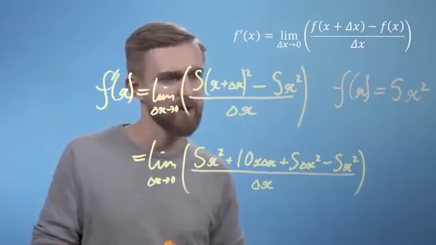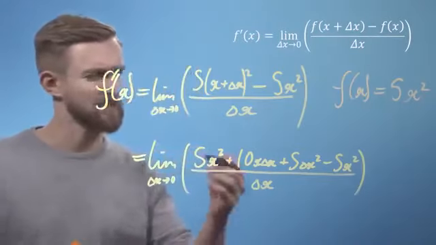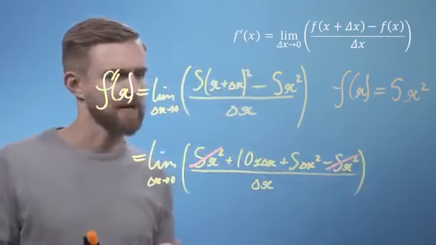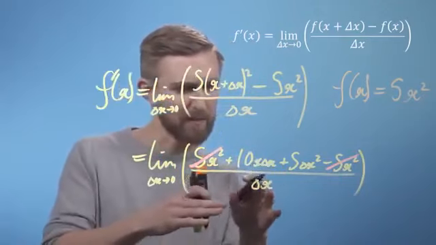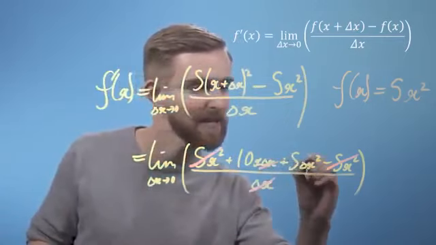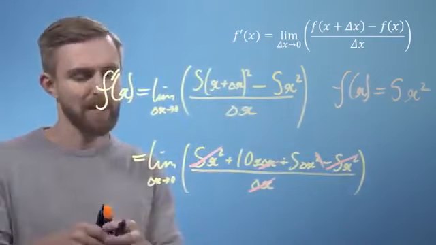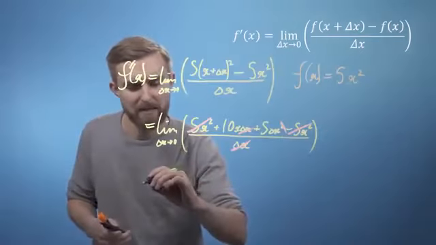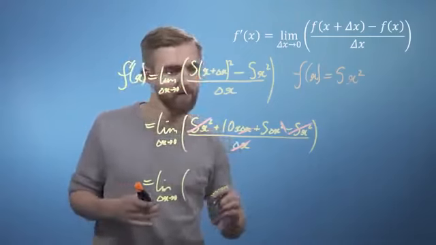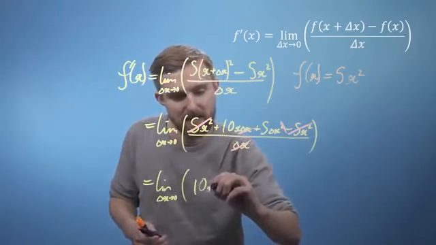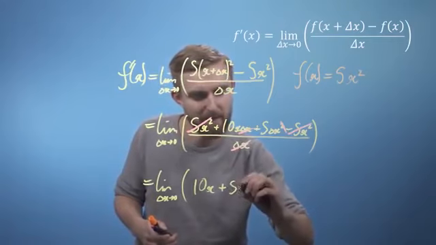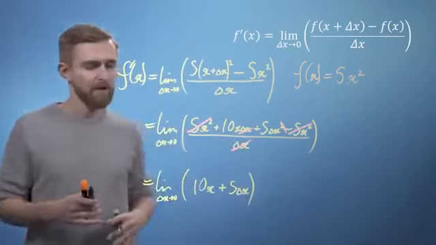And now what have we got on this top row here? So we've got a pair of 5x squareds. So we can get rid of those because it's 5x squared and minus 5x squared over here. Okay, and we can also see that we've got a delta x in both the top terms and also in this bottom term here. So we can get rid of that with this and this over here. Okay, so let's write that line again. So we can now say it's the limit as delta x goes to 0 of, we've just got 10x plus 5 delta x.